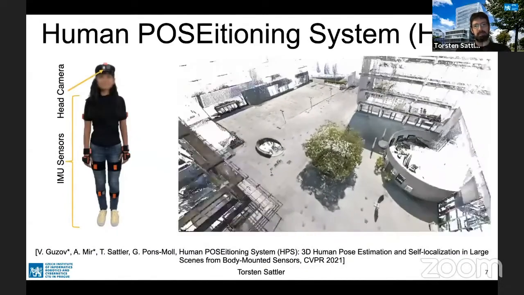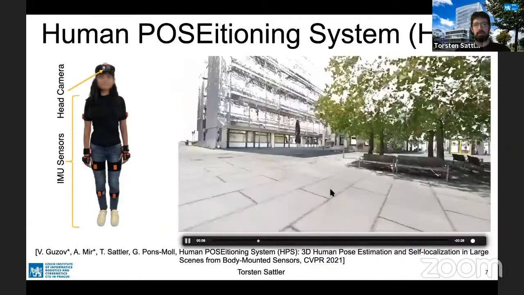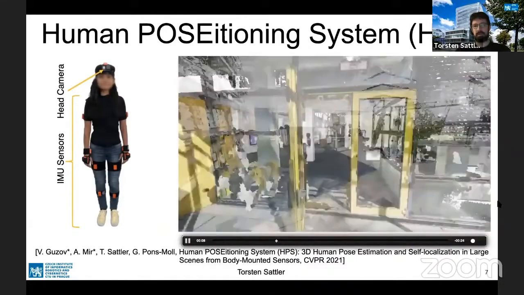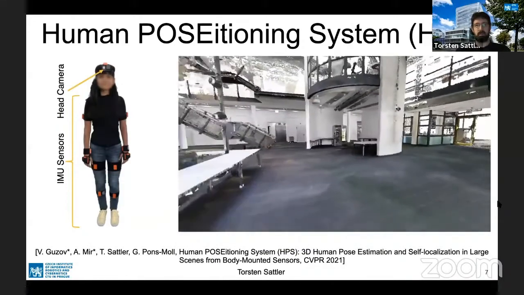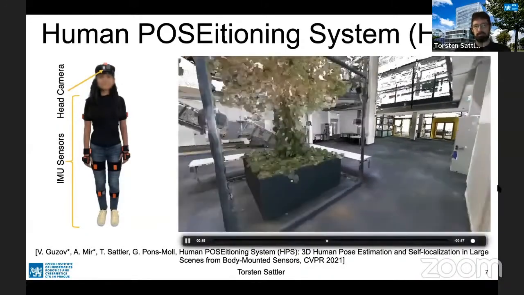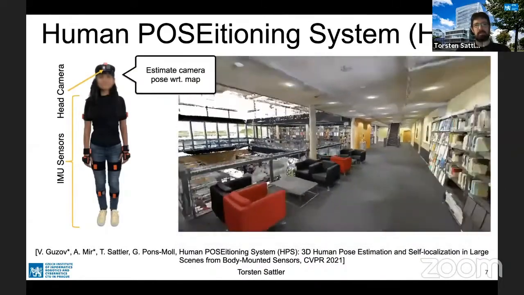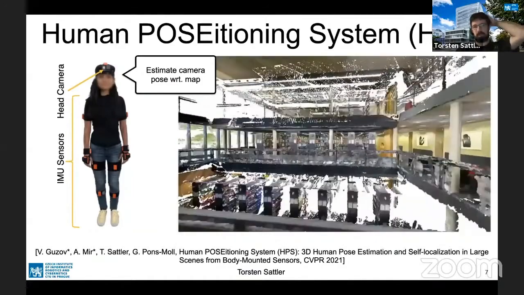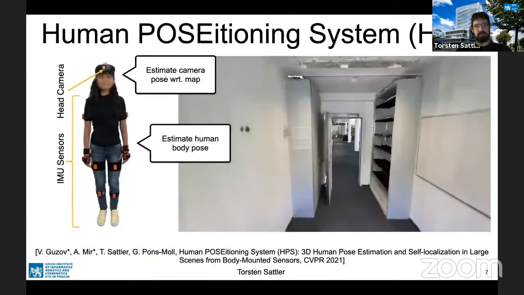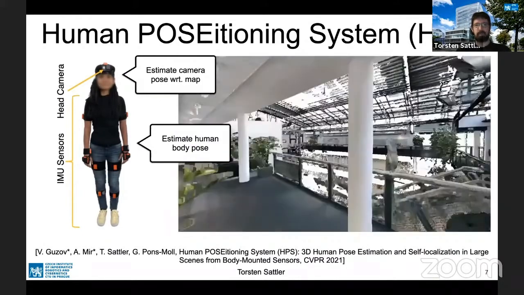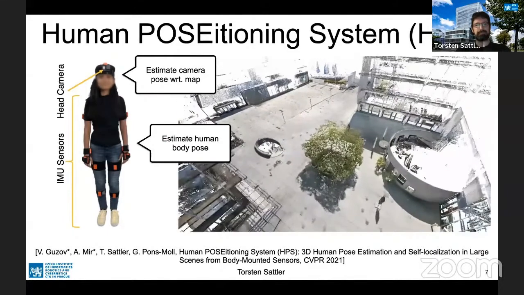The setup is similar to what we had before in this virtual reality example. We have a pre-built map of the scene. In this case, we used laser scanners to build a dense 3D model. And we have a human. What's the same as before is that we have a head-mounted camera, which we use to figure out where the human is in the scene. What's new is that we are actually using a set of IMUs mounted on the body of the human, and those are used to estimate the human pose.